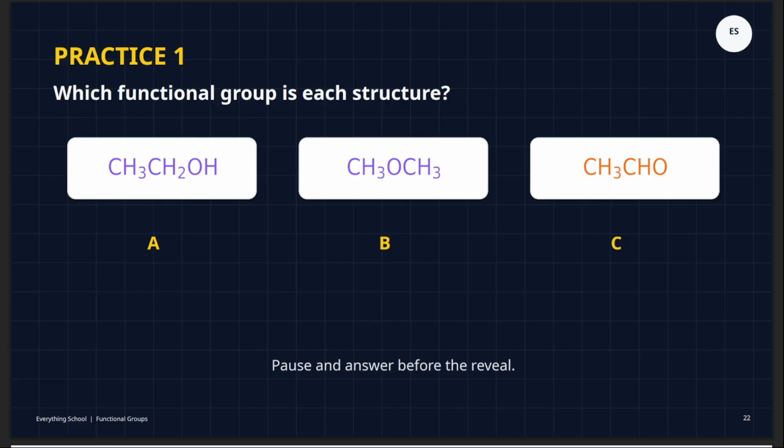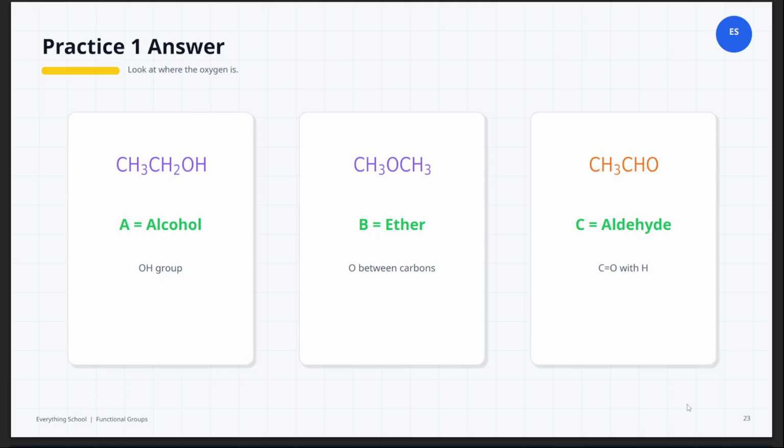Now pause and try practice 1. There are 3 structures labeled A, B, and C. Your job is to identify the functional group in each one. Do not just look for oxygen and stop. Look at where the oxygen is and whether there is a carbon double bonded to oxygen. For A, ask whether there is an oxygen-hydrogen group. For B, ask whether oxygen sits between 2 carbon groups. For C, ask whether you see a carbonyl. Pause the video now, write down alcohol, ether, aldehyde, or another answer for each structure, and then move to the answer slide.